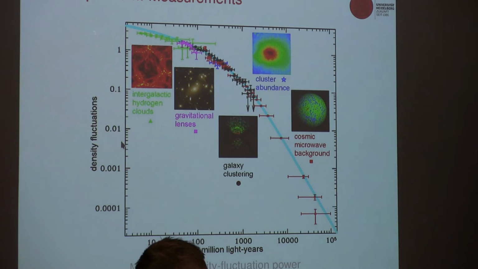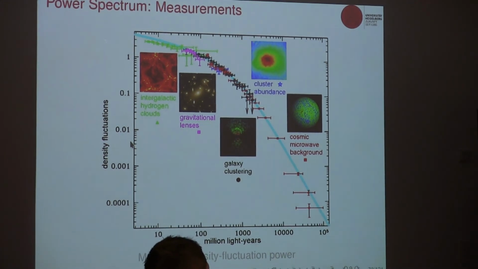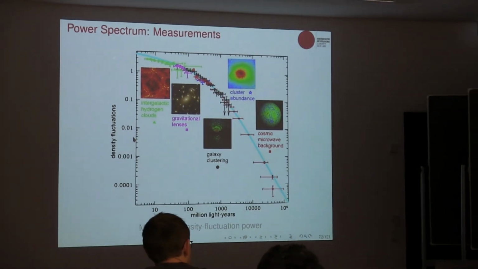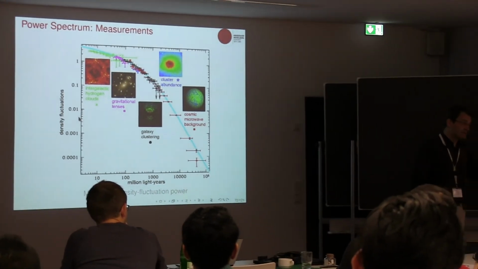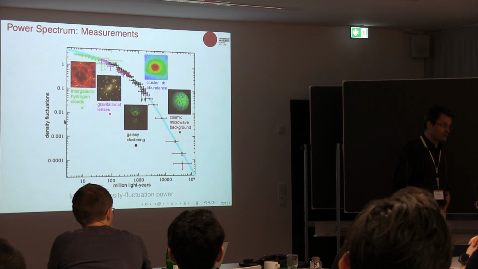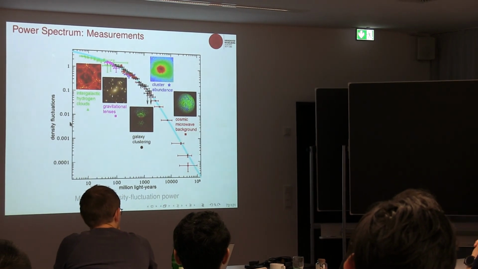Is that the cusp-core problem? No, this is not the cusp-core problem because it does not occur in the centers of collapsed galaxies, but in dilute hydrogen clouds. So there's this problem behind, but then, as always, there's an excuse. At least, this is the reason why we don't take this deviation seriously.